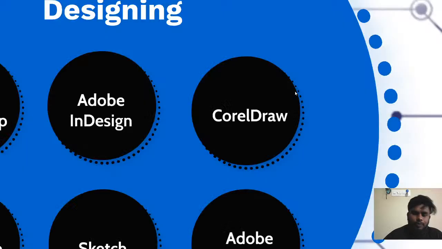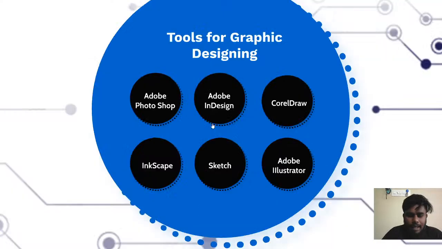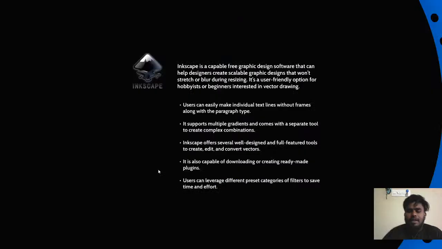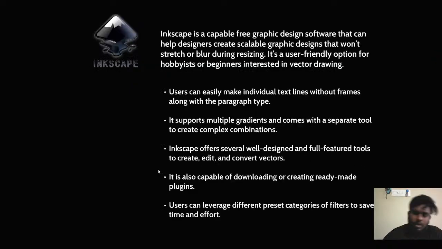So let me take you to Inkscape. Before this, Photoshop, InDesign, Illustrator are not open source, so they are dedicated software that you need to install, like a cracked machine. And this Inkscape is open source software; you can just search on Google and download it. So it's a capable free graphic design software that can help make designs that won't stretch or blur during resizing. The images, the pixels will not break in this Inkscape. It's a user-friendly option for hobbyists or beginners interested in vector drawing.